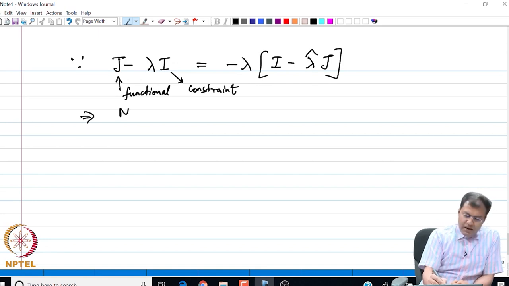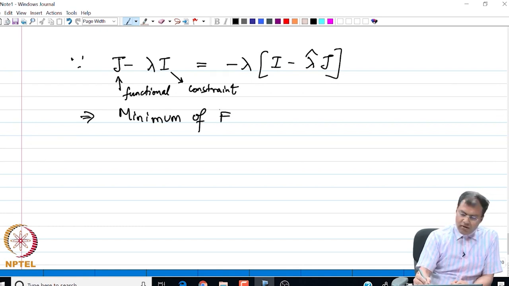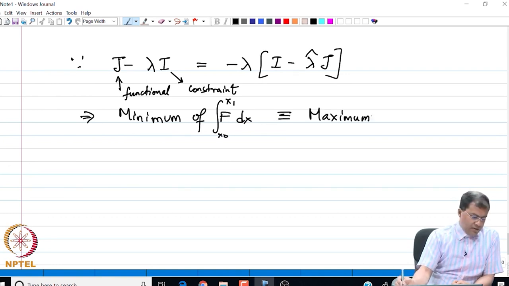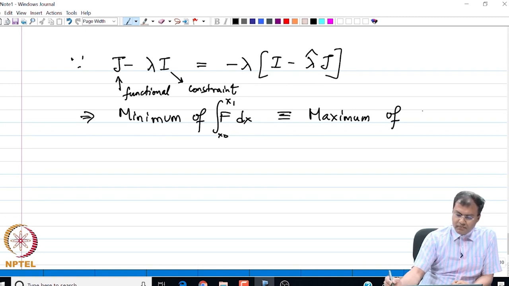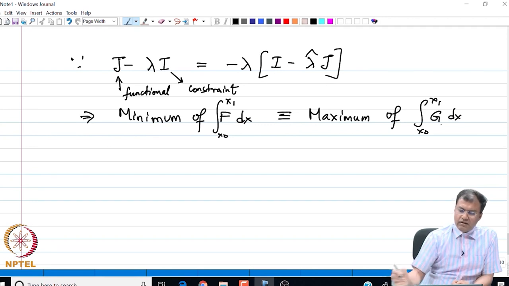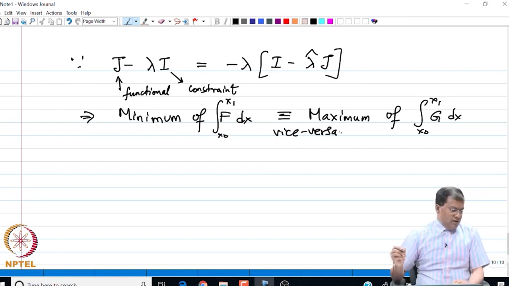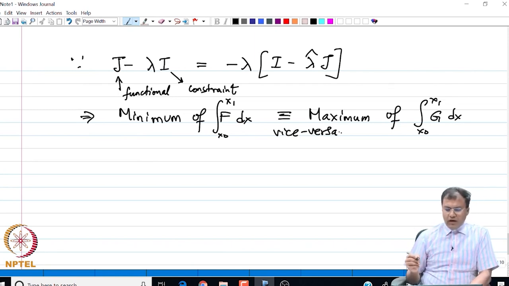Which means that the minimum of the integral of f dx from x0 to x1 is equal to the maximum of the integral of g dx from x0 to x1, and this can be vice versa. Okay, so what have we got here?